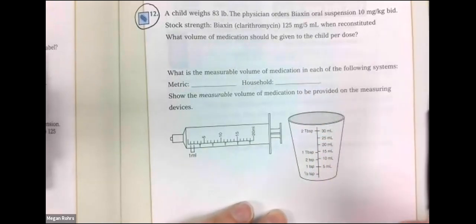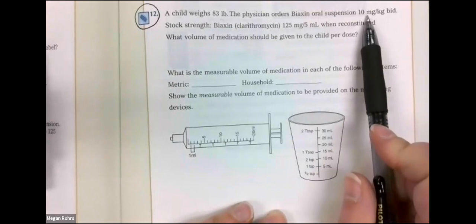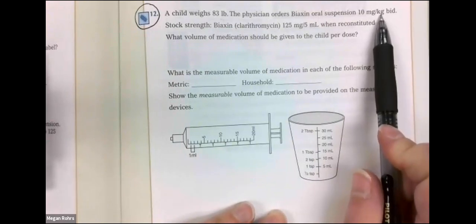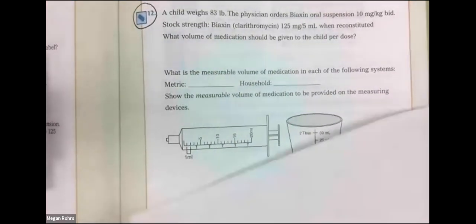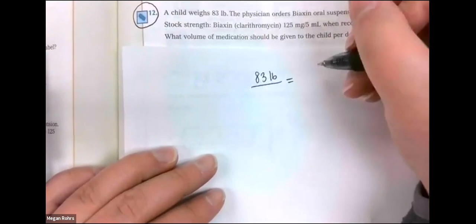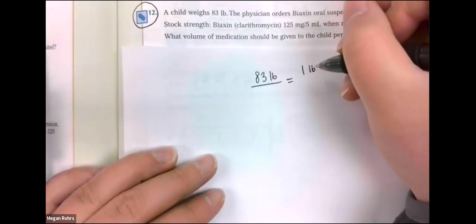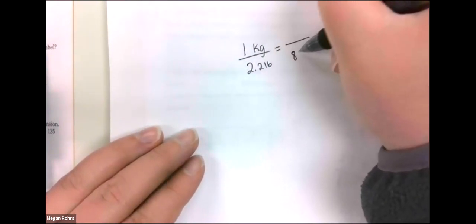Well, first of all, my weight is in pounds. I see that right off the bat. My dose is given in milligrams per kilogram. So the first thing we need to do here is turn that 83 pounds into kilograms. So 83 pounds, we can set that equal to... Oh, sorry, 2.2 pounds. Here, I'll rewrite this over here. So we have 1 kilogram is 2.2 pounds. Set that equal to my 83 pounds. Now we can solve for x.